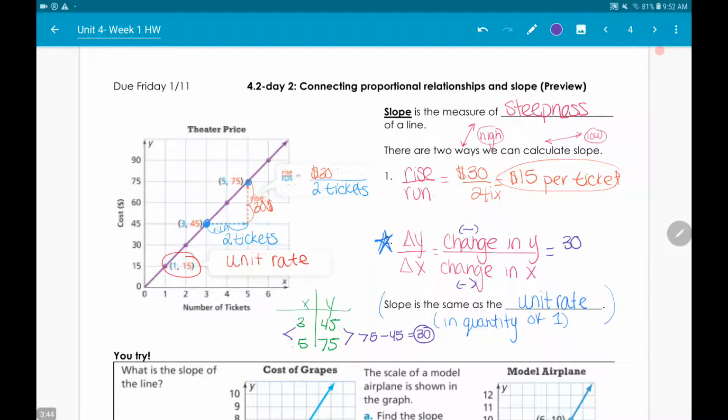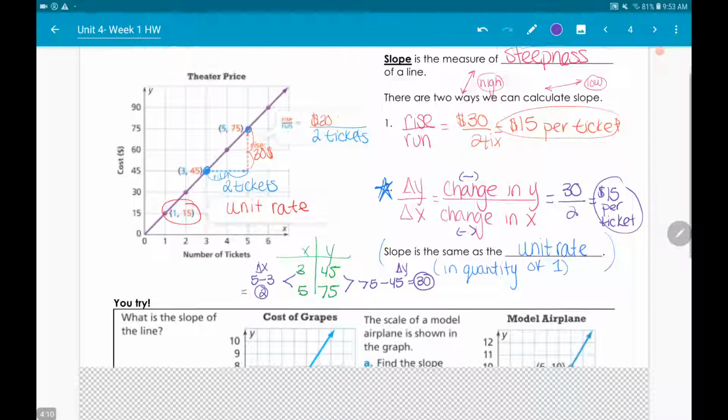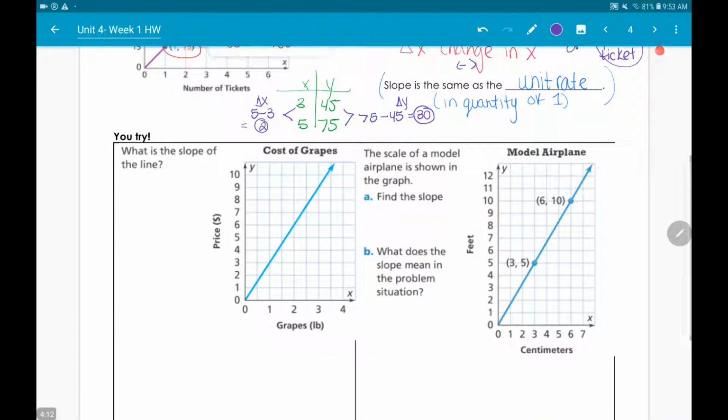Then on this side, I'm going to do bigger, take away smaller. So 5 minus 3. And that gets me 2. That is my change in the x. So again, this was my change in y, and that little triangle just means change. And this is my change in x. So I get the same thing, $15 per ticket. Okay, so that's just the 2 different ways to go about finding slope. All right, let's try these 2 examples.